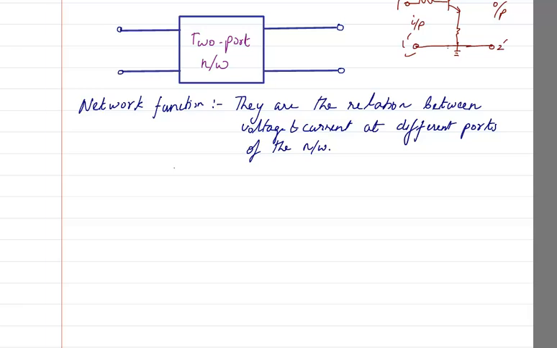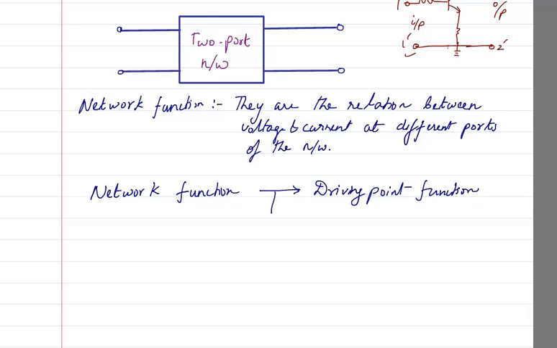There are basically two kinds of network functions, so I will write like this: network functions have two types. One is called the driving point function, and the other one is called the transfer function. What are these driving point function and transfer function? We will see very shortly.